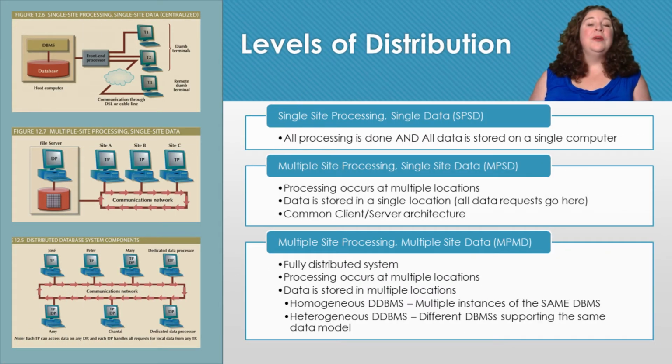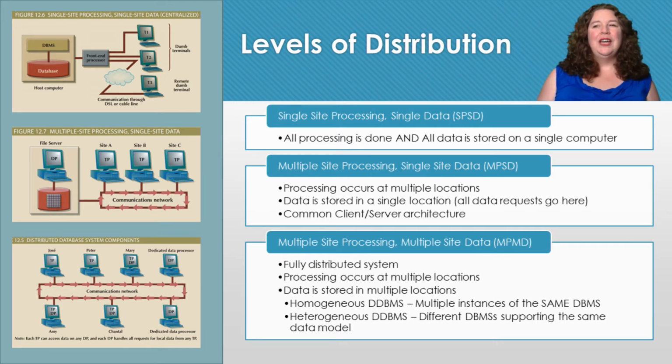All right, when we talk about distribution of our database, there are different ways to distribute your database. The first is probably pretty common for most small to medium businesses. It is a single site processing, single site data. So we call it an SPSD, single processing, single data. All of the processing and all of the data is stored in a single computer. So the processor and the data all exist on this front end processor, and he talks to the database, he handles the transactions, he's fine, he gives information back to dumb terminals.